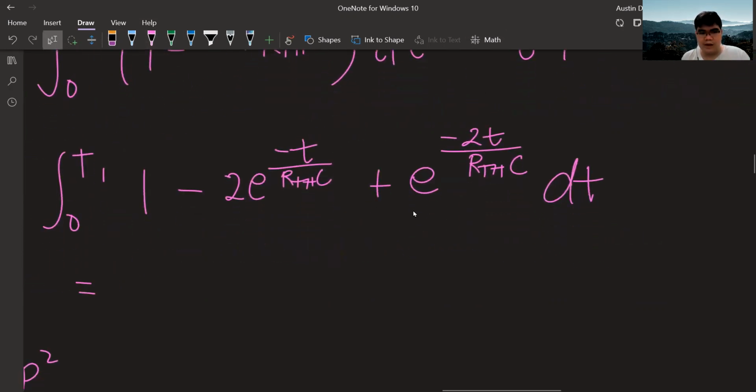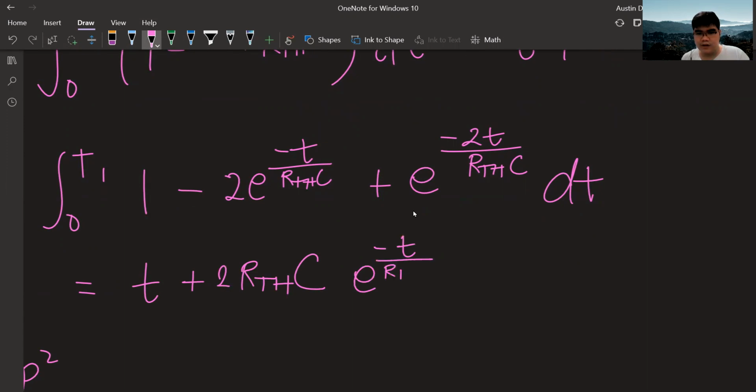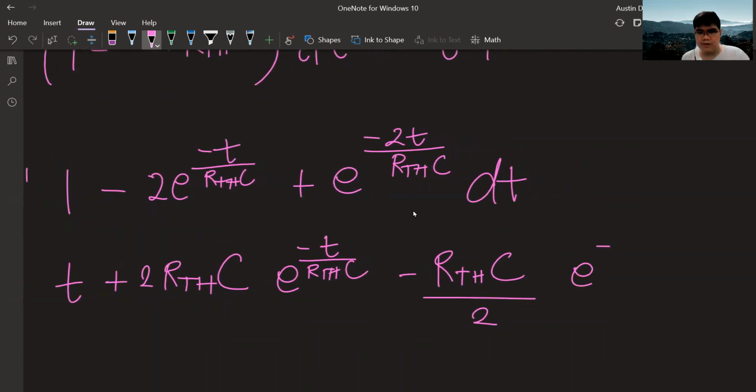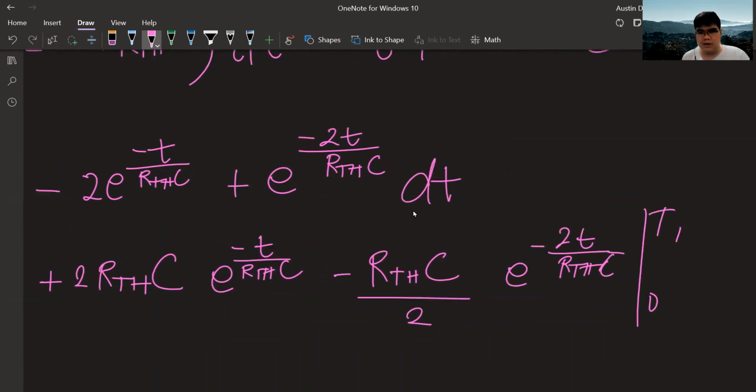Okay, so let me have this t, then plus 2 R_th C e raised to negative t over R_th C. And then the last term would be minus, kasi merong extra terms, negative over 2, and then e raised to negative 2t over R_th C. Okay? And then all evaluated from 0 to t1.